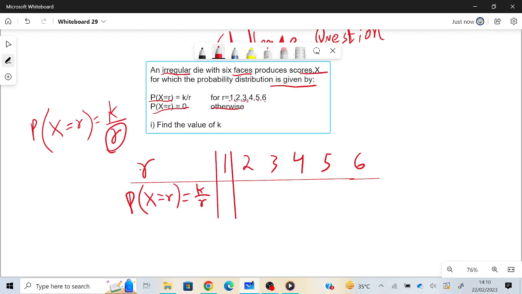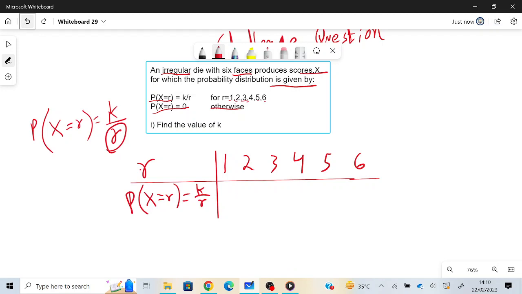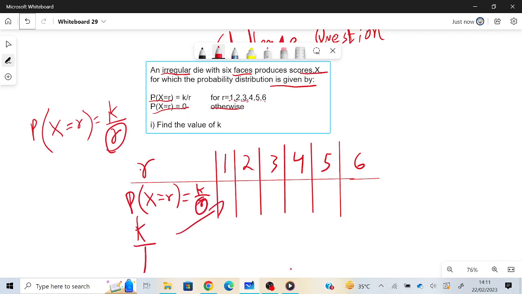And if we break this into separate columns, it is saying that the probability of landing that particular face is k over r. So in this example over here, this would be k over 1, because our r is 1, and k over 1 is the same as k, because anything over 1 is the thing itself. If it's 2 now, for example, we would have k over 2 for this one, because it's k over r, and our r over here is 2, so k over 2. Next one, k over 3, again same reason. After that, k over 4, and k over 5, and k over 6. And it's said to us to find the value of k.